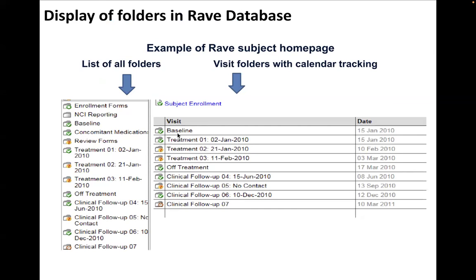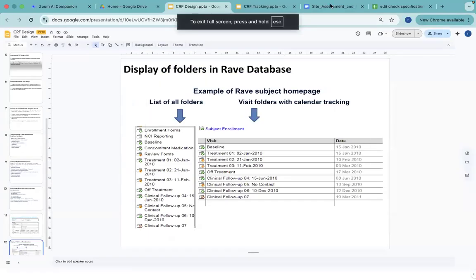These are the visits. When you click on a visit, it will show these forms on the left side. That means within each visit there will be multiple forms. And when you click on each form, again you will see the fields. Do I have the fields? No, I'll show you in the next images. I'll tell you the process.